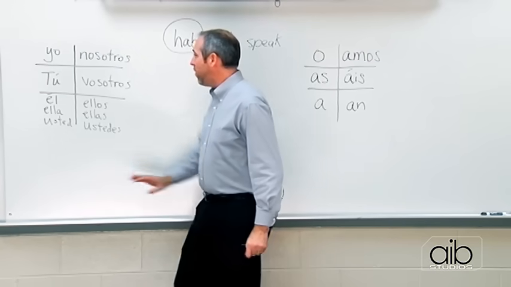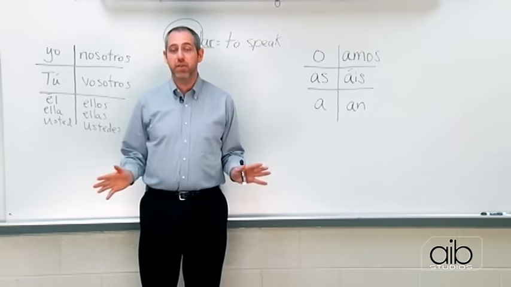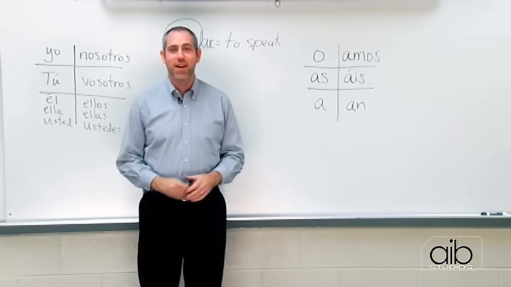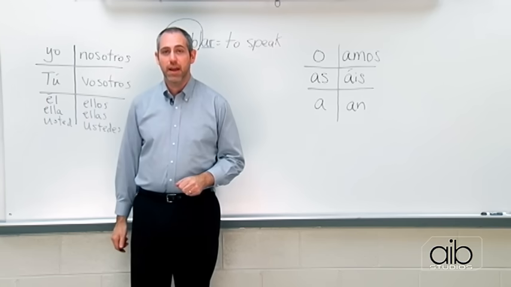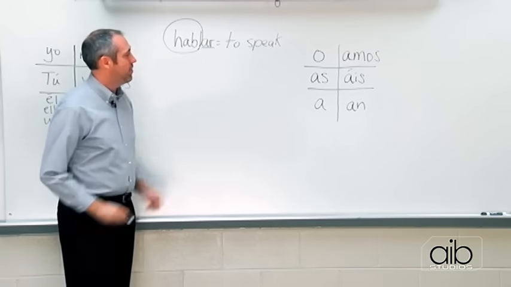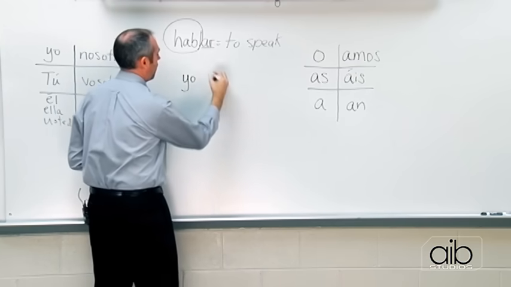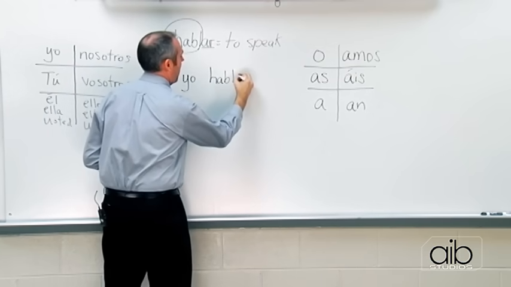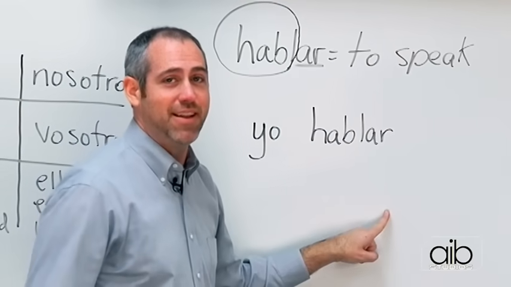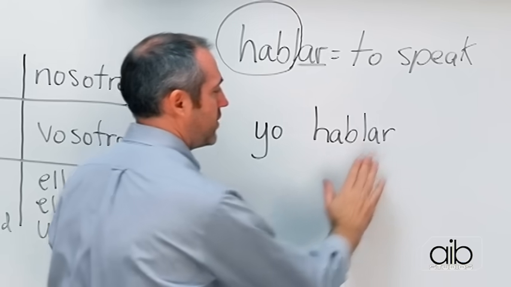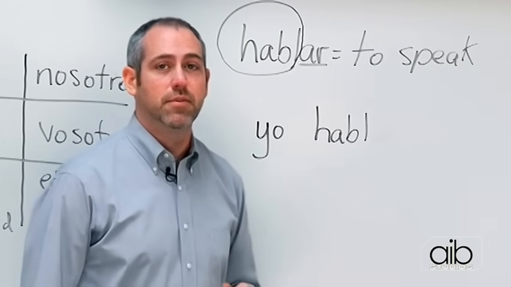So, if I want to say, I speak, for example, I speak Spanish, which I hope all of you can say very soon, all you have to do is, first of all, take off that AR, okay? And then you apply the ending. So, let me do an example for you. Yo, and we have the verb hablar. We always said that can't work, right? Because it means I to speak. That doesn't make sense. So let's go back. Our first step was to take off that AR. That leaves us with HABL.